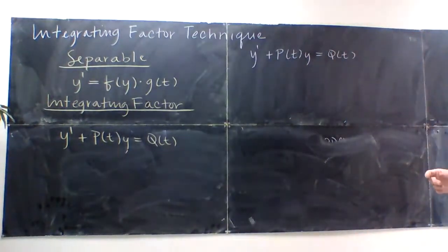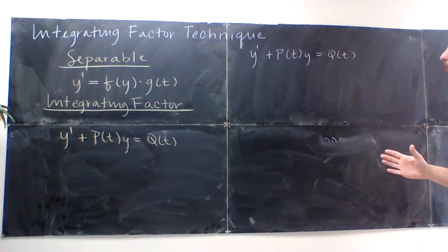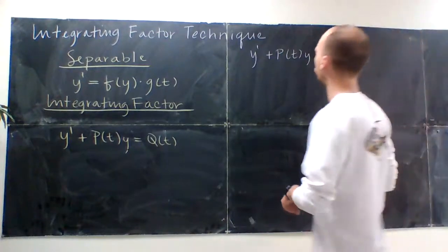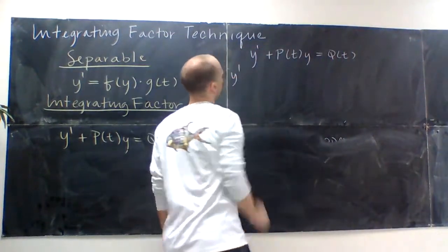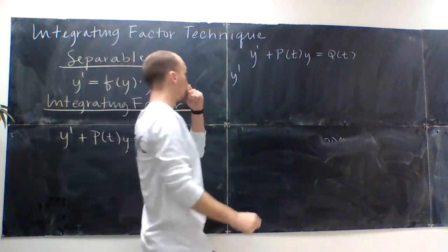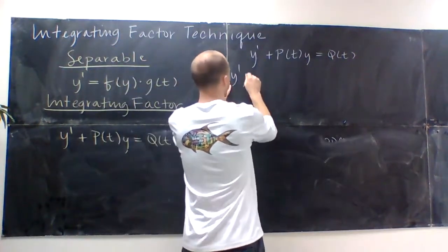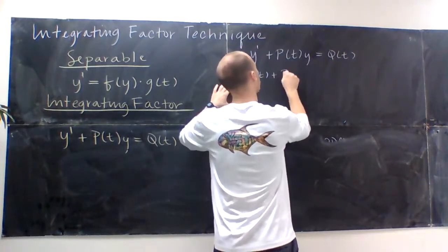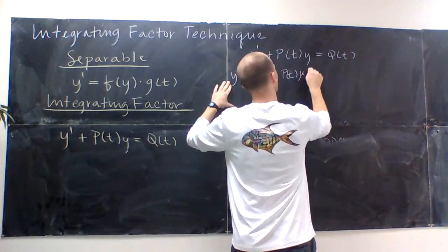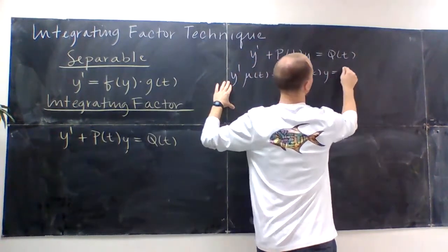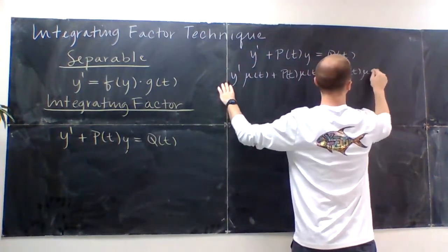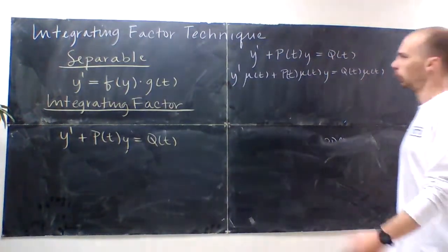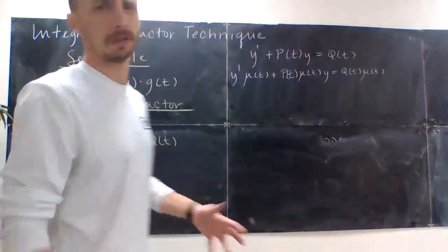So what we're going to do is multiply both sides of this equation by some new function mu of t. Here's where the trust is going to come in. So you're going to say y prime, which is also a function of t, but I'm going to just leave y prime there, times mu of t, plus p of t mu of t times y equals q of t mu of t. Just multiply both sides of this equation by some mu of t, which is going to be the integrating factor. But you don't really know what that means yet.